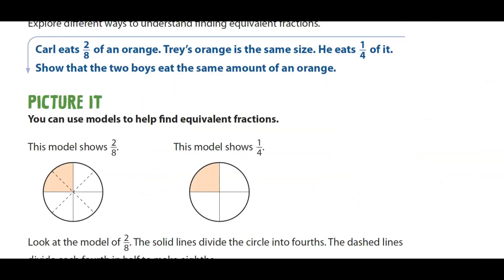And then this is the picture that we did. Now that they're doing that looks exactly what we did, right? It says you can use models to help find equivalent fractions. Well, it says Carl eats 2/8 of an orange. So here's what 2/8 looks like, and that's what we did. Okay, Trey's orange is the same size, and he eats 1/4 of it. They only did 1/4 for Trey.